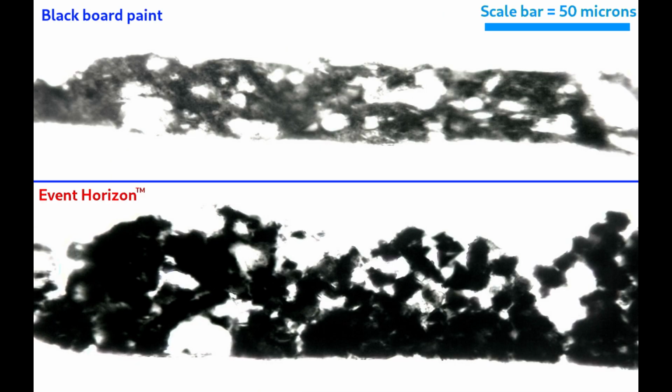Here is a similar preparation coated with a well-known brand of matte black blackboard paint. Notice the lower density and more uniform size of the pigment granules in the blackboard paint compared to Event Horizon. This goes some way to explaining the superior light absorbing and scattering properties of Event Horizon.